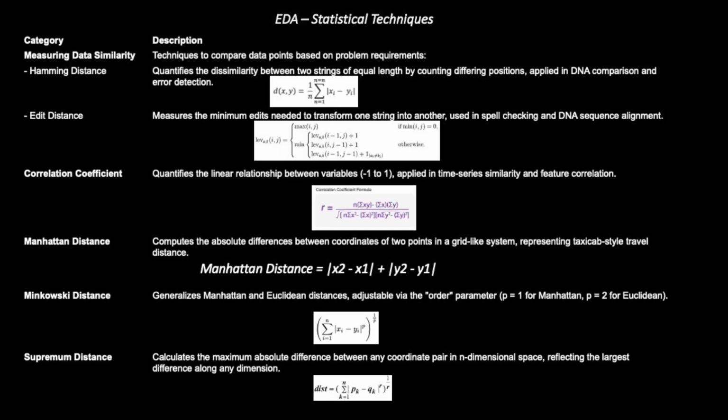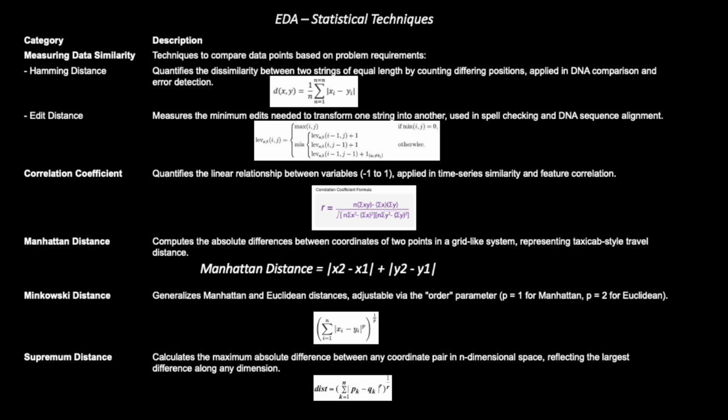Hamming distance is a measure used to quantify the dissimilarity between two strings of equal length. It calculates the number of positions at which the corresponding elements are different. Hamming distance is often used in DNA sequence comparison and error detection.